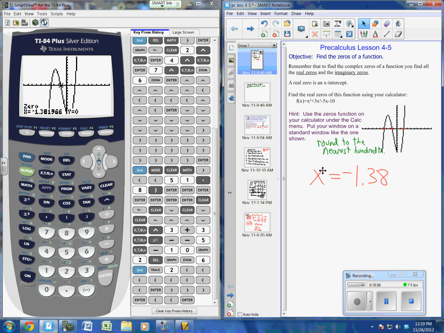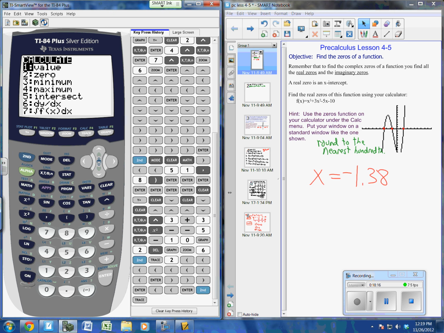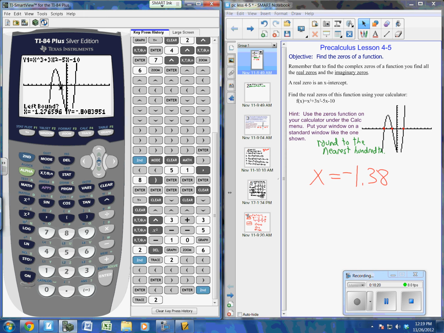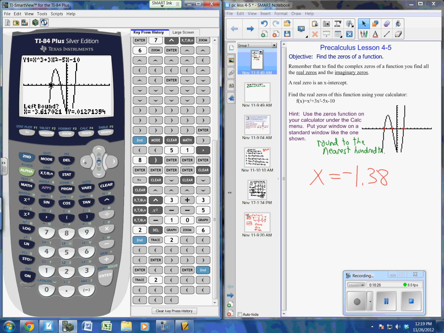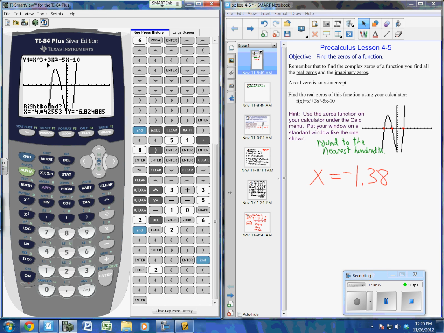That's one of them. Can you guys find the other 2? You guys know how to do that? Find the other 2 zeros. You have to go to second and trace again to bring up the calculate menu. Hit 2 to find your zero. It's asking for your left bound. So I'm going to use my left arrow key to go to the left. This time to the left is below it. I hit enter and it marks my left bound.